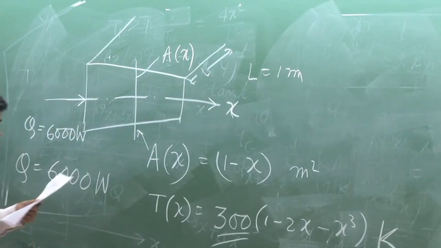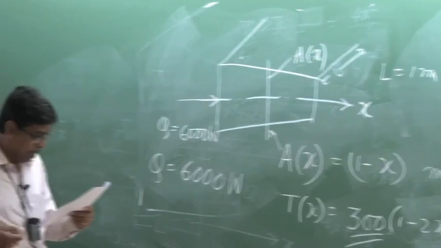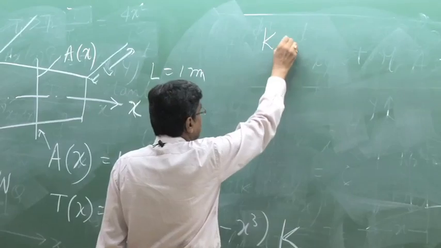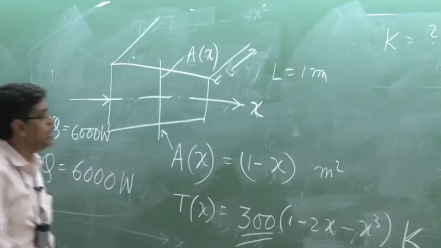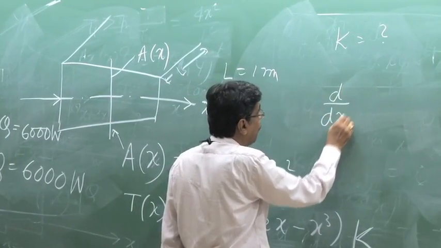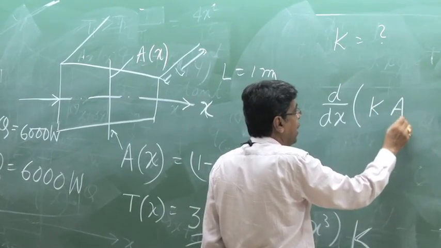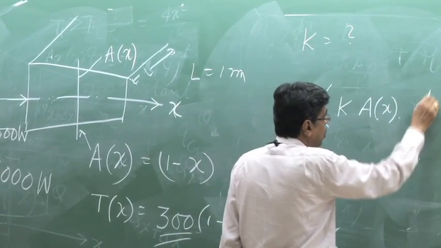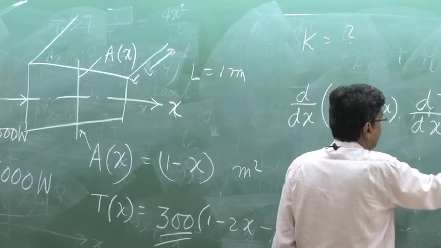Now we have to find out, what we have to find out? We have to find out the expression for K. This is the simplest problem to start with. That means this is a steady state equation. So which equation we will write? We will write d/dx of K A(x), A is a function of x, into dT/dx is equal to 0.